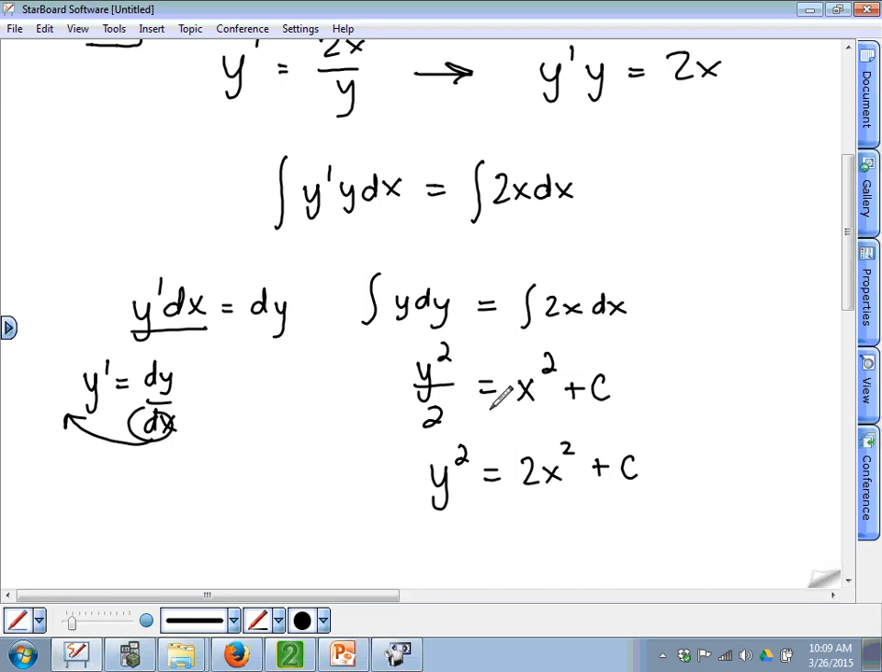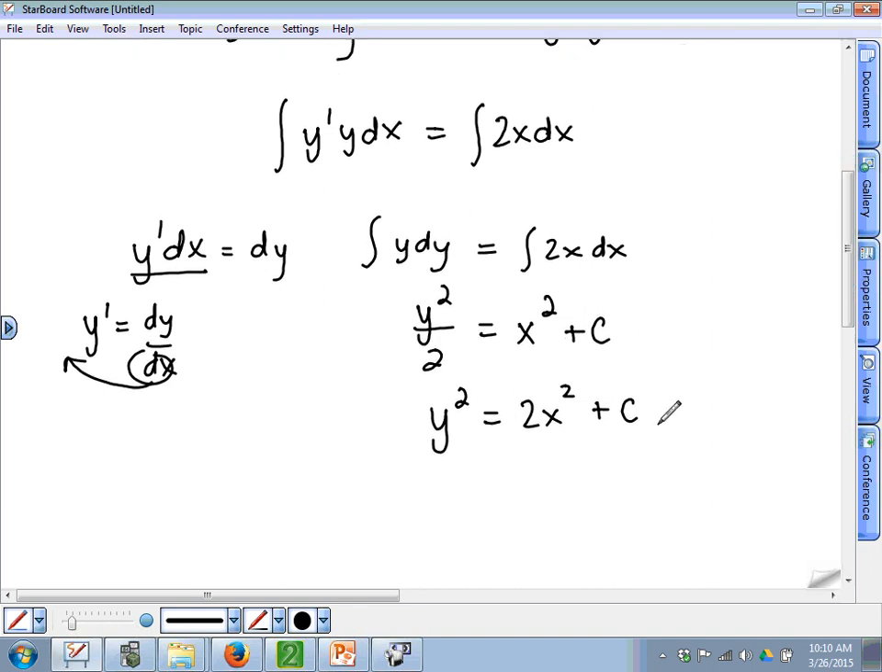Yes and no. Because what is c? And what's 2 times c? Still a constant, so it doesn't really matter. Does that make sense? It's still a constant. Okay? There's your solution. That's all you gotta do.